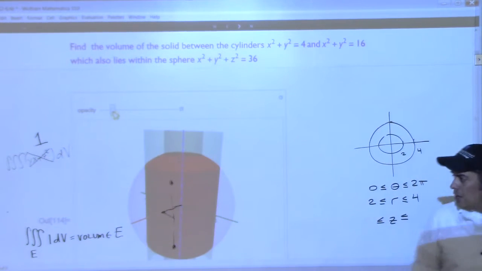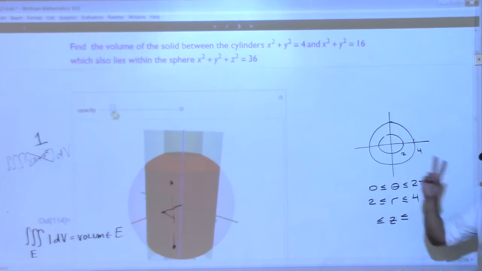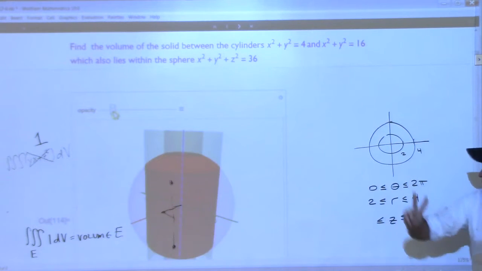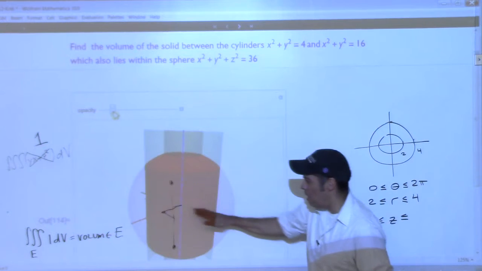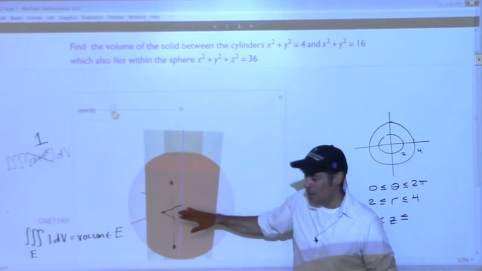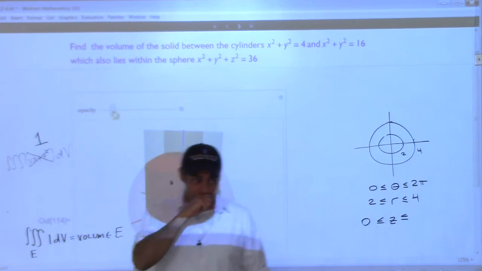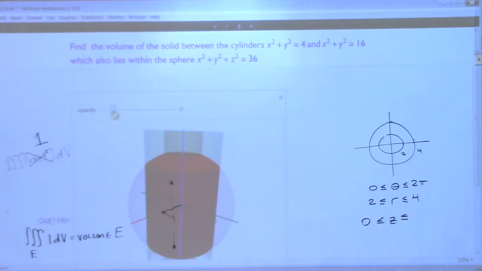So what we're going to do, just remember, we have to double the answer. The bottom of this is the bottom surface, where we're cutting this through with the xy plane. That's the bottom. The top of it is what? This sphere, but how do we write it?